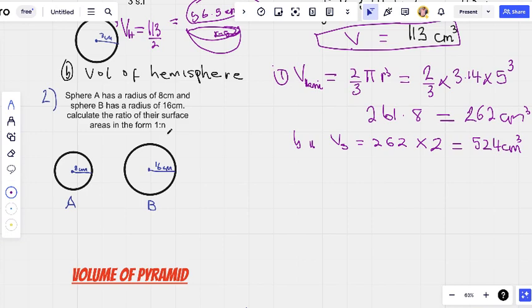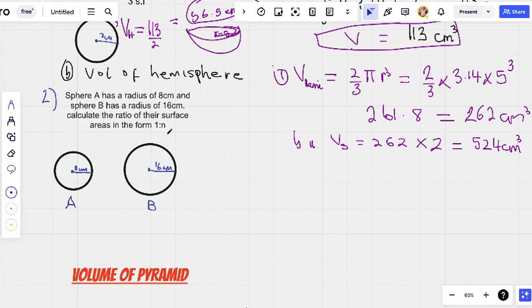So the first thing we do: sphere A has a radius of 8 centimeters and sphere B has a radius of 16 centimeters. Calculate the ratio of their surface area in the form of 1 to n. Meaning we reduce it to 1 to n. What it means is that we're going to reduce it to the lowest. The smallest one will be 1. Why? Because we're going to divide both sides of the ratio by the value of the smallest one.